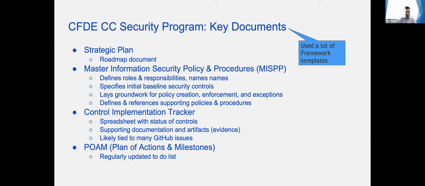And for groups that have existing policies and procedures, your MISSP may be your primary document because you can then reference a lot of other things that already apply to you, say from your university or other organizations.